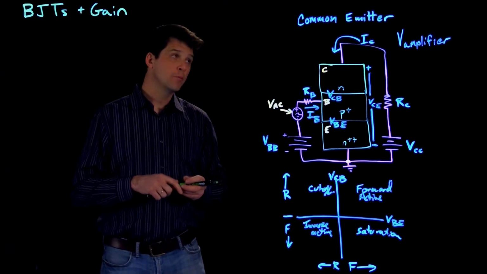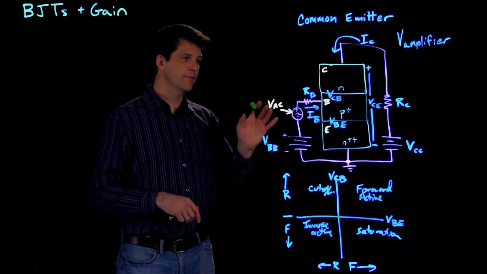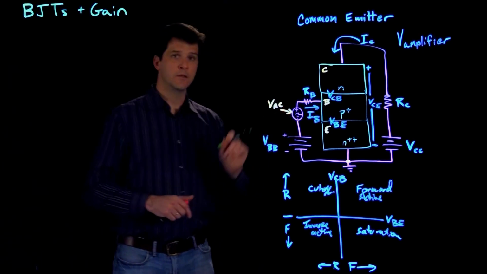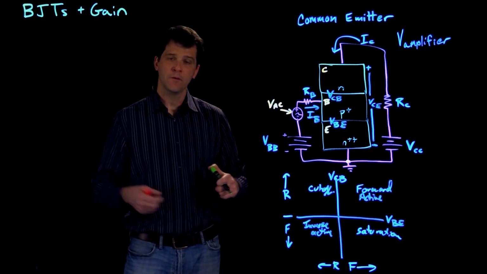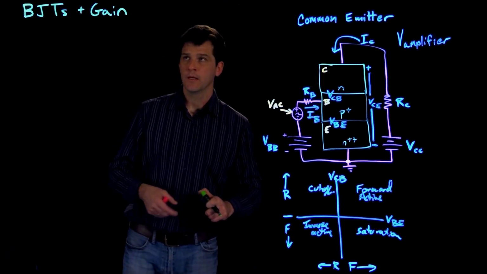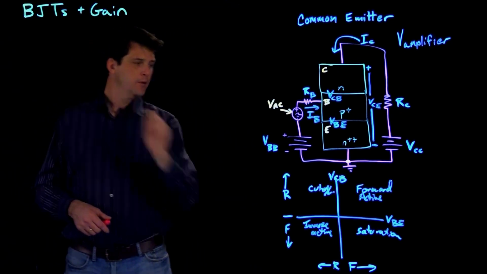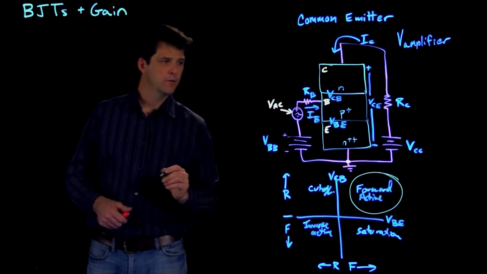So now we're going to pick up, and within the common emitter configuration of hooking up the BJT, we're going to look at the currents inside and how those result in external gains. So again, in the common emitter configuration, we're going to concentrate on this forward active mode.